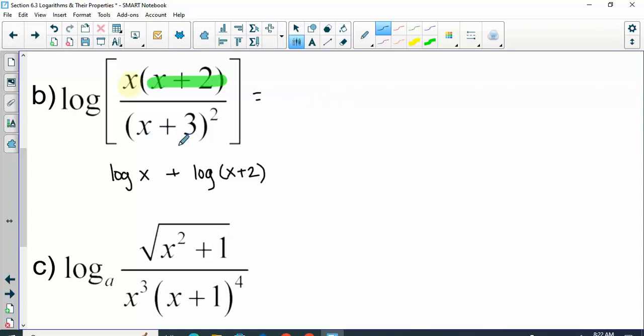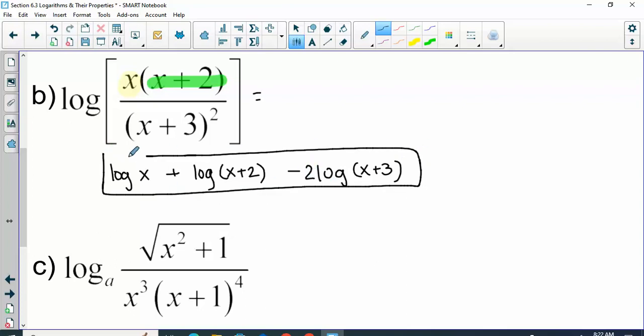Then this x plus 3 squared, that was on the denominator. Anything on the denominator gets subtracted. So that's minus the log of x plus 3 squared. But what can you do with your square? Put it up front. So that is our final answer.